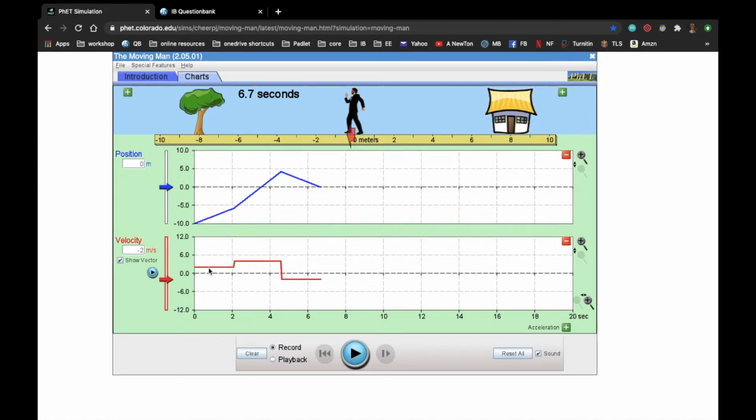So here we had forward 2 meters per second. Here we have -2 meters per second. The speed is the same, but the direction has changed. So we moved at a slope of 2 meters per second in this region, and here he's moving at 2 meters per second, but the slope of this line would be -2 if you had to calculate.